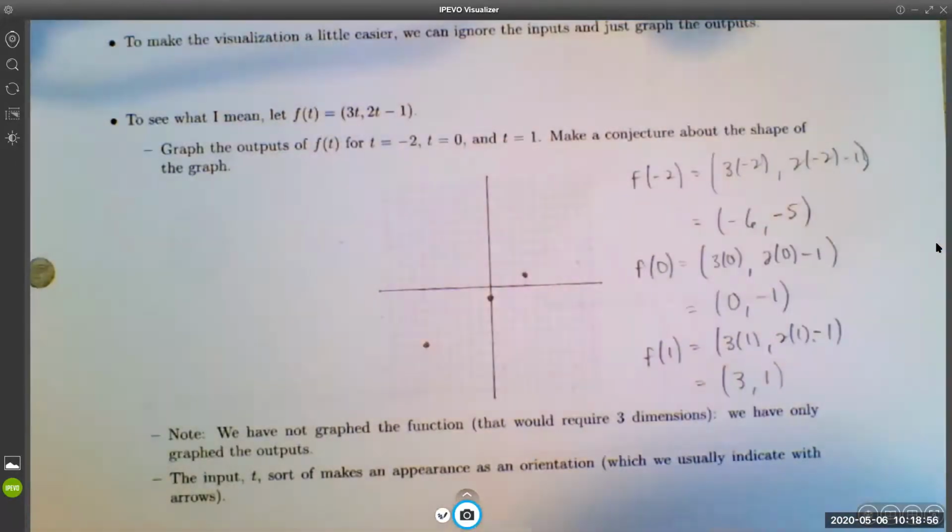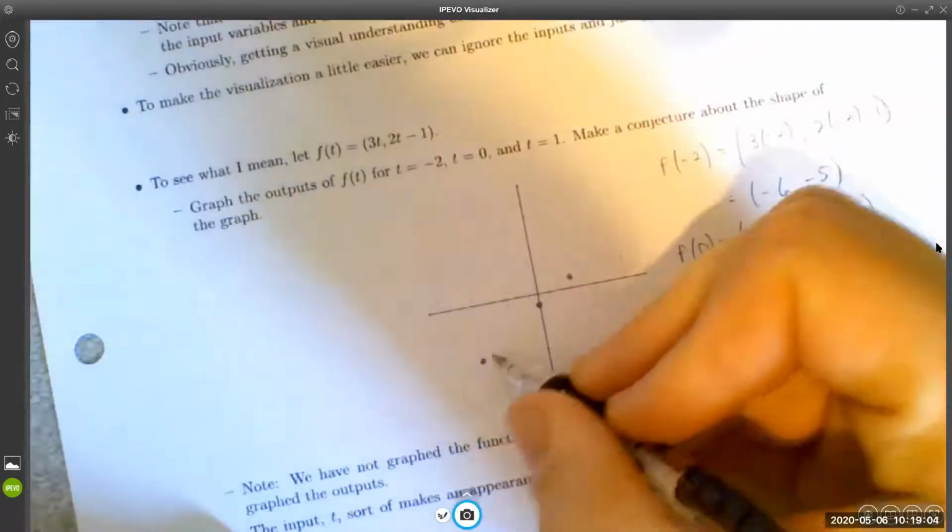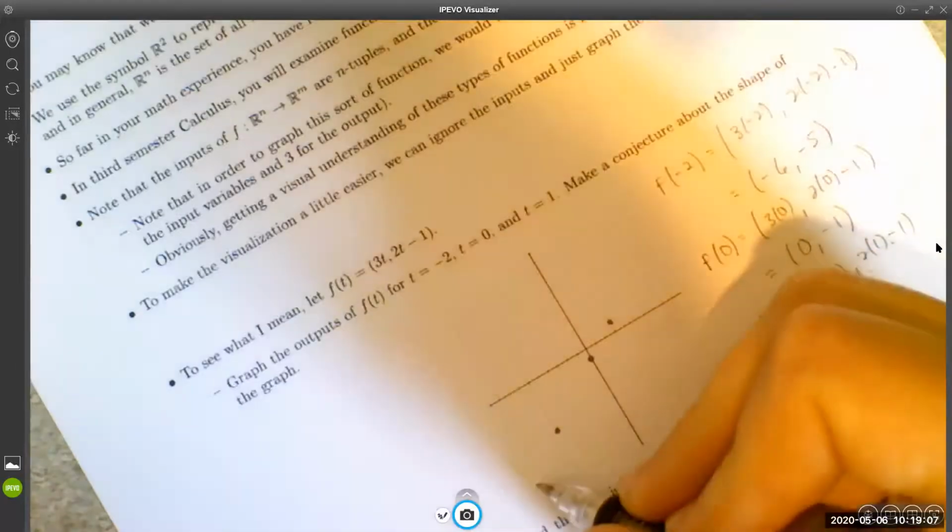And it looks like those all fall on a straight line. So my conjecture is that the shape of this graph is a straight line. Okay, so if we connect the dots, right, then they go kind of like this.